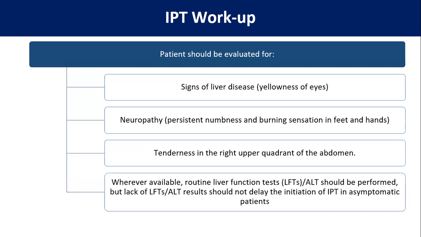So these are the signs of liver disease. With neuropathy, we should not start. Tenderness in the right upper quadrant is a sign of hepatitis. We should not start IPT. And wherever available, we should go for LFT or at least ALT before starting IPT. And in the absence of LFT or ALT, IPT should not be delayed. It can be started if the patient is asymptomatic on clinical examination.